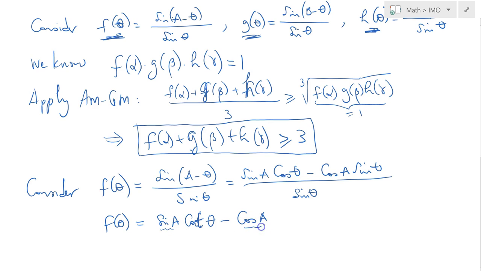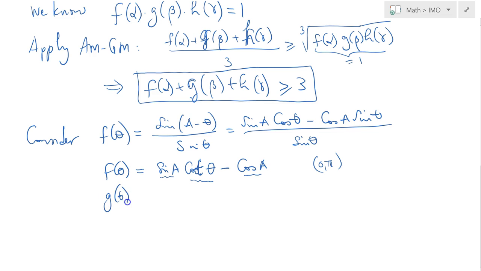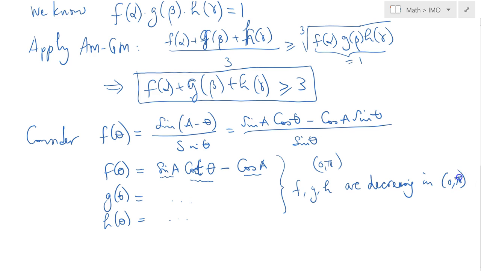Now sine of A and cosine of A are constants. They are given in our triangle. Between 0 and pi, we know that cotangent is a decreasing function, right? Everybody knows it has 2 vertical asymptotes at 0 and pi, and then it's decreasing in this range. So as a result, this whole function f is decreasing. In a similar way, we can write down g of theta and h of theta by using similar expressions, so I will just skip that. As a result, all f, g, and h are decreasing functions in the interval 0 to pi.